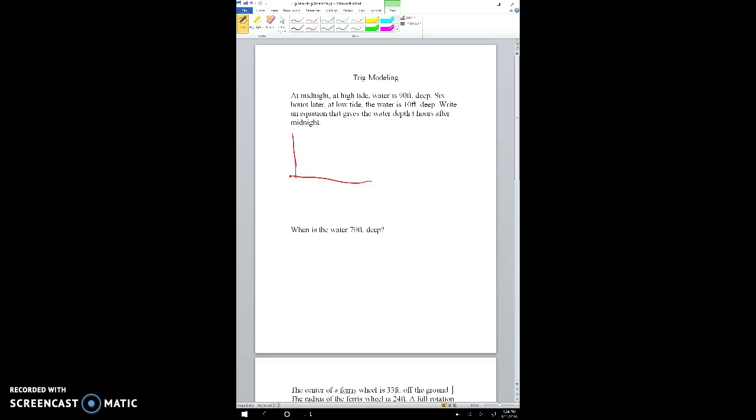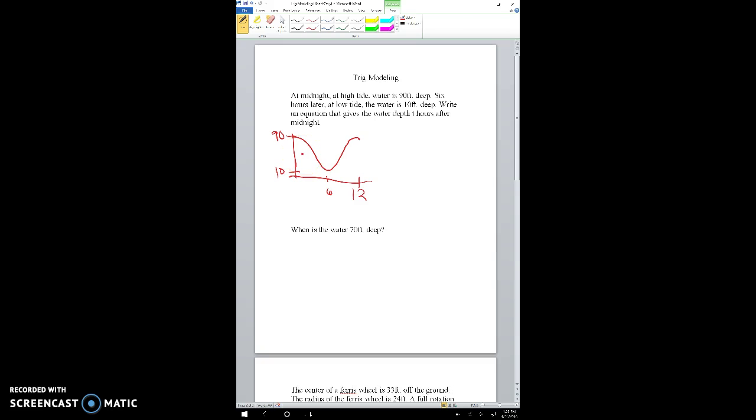Okay, so midnight, we're at 90. We're eventually going to get down to 10. Start at 90, goes down to 10, and then it's going to come back up to high tide. We're told low tide is at 6 hours, which means we're back up to a high tide after 12 hours. So then, now that you have this graph, you basically just need to ungraph it.